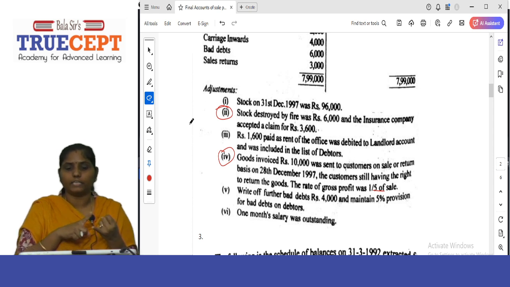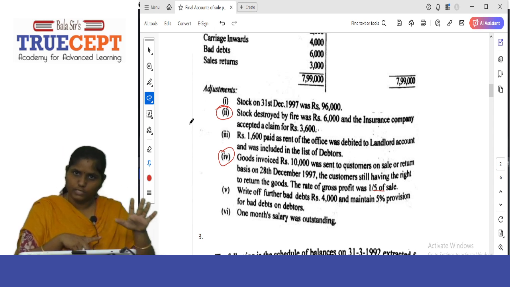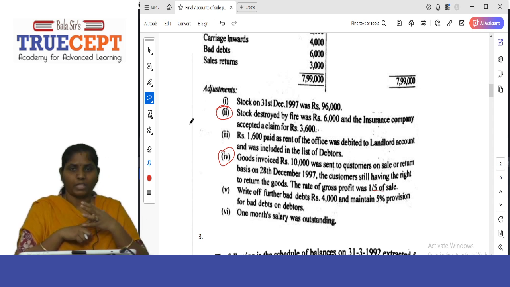We already saw two adjustments to debtors. 1,600 rupees rent that has been wrongly debited. Now I have to subtract it. And also 10,000 rupees goods invoiced but not a sale transaction. So I'll remove 10,000 plus 1,600, 11,600 rupees from debtors first before providing for any bad debts. After that I'll subtract even the further bad debts of how much? 4,000 from my debtor. After removing all these three items, I'll find out what is actually my debtor that I'm supposed to receive. On that, I will calculate the provision for bad and doubtful debts 5%.